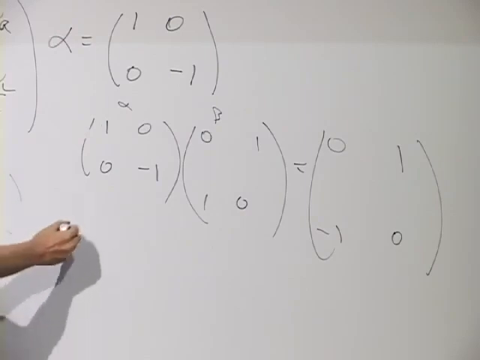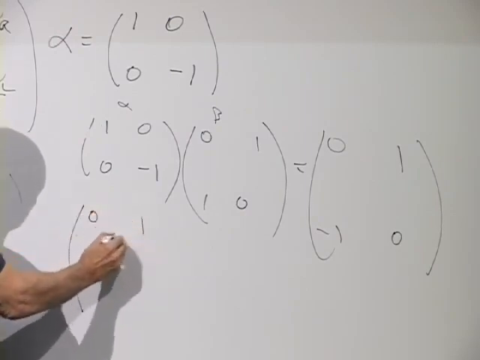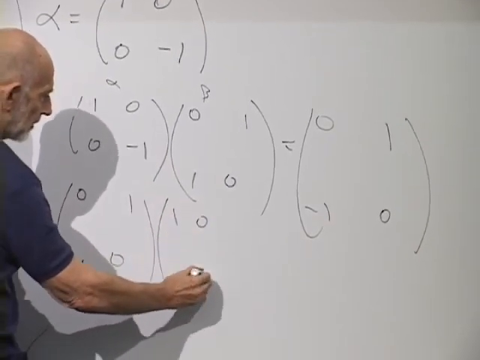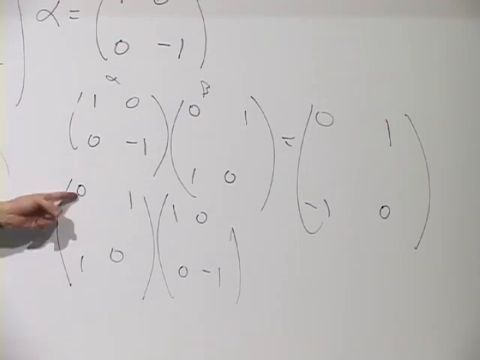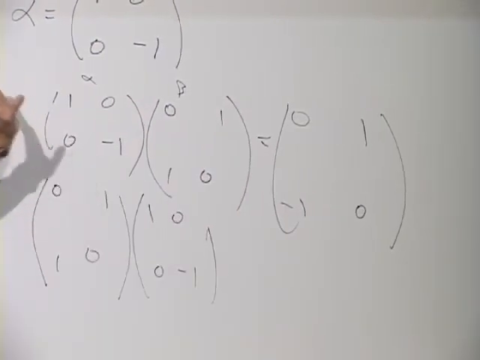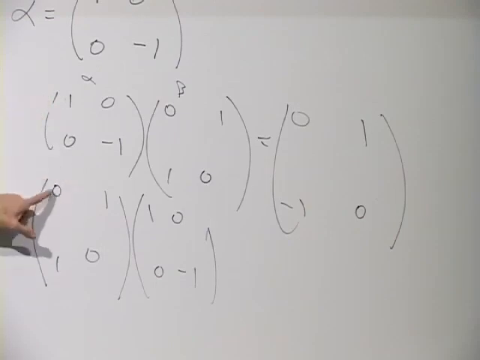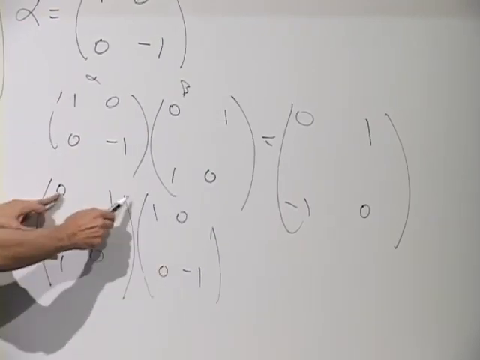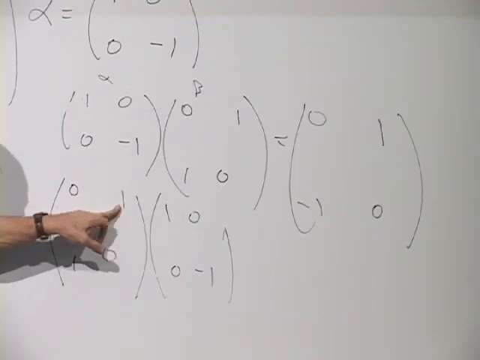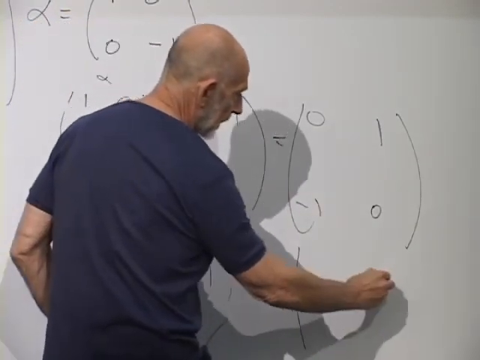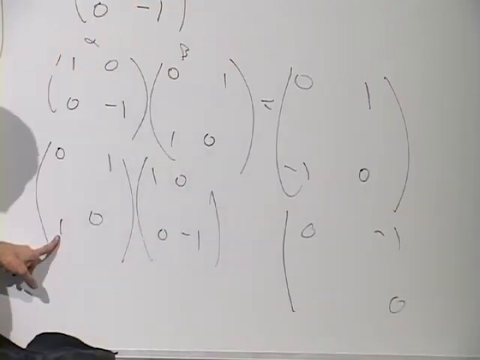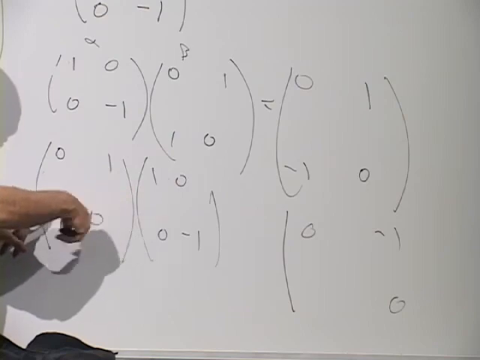How about beta times alpha? Let's do it in the opposite order. 0, 1, 1, 0, that's beta. Alpha is 1, 0, 0, minus 1. The left diagonal element is 0 times 1 plus 1 times 0. Good, that's 0. But let's look at the upper right-hand corner. That's 0 times 0, 1 times minus 1. So whatever it is, we get a minus 1 here, a 0, and a 1 down here.